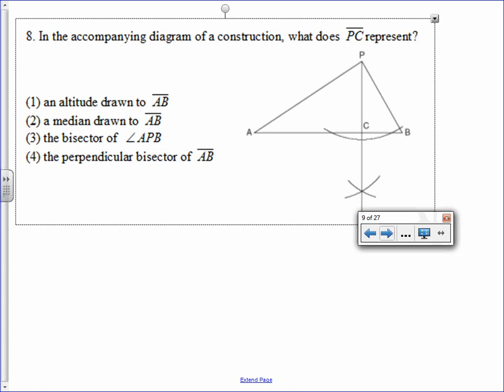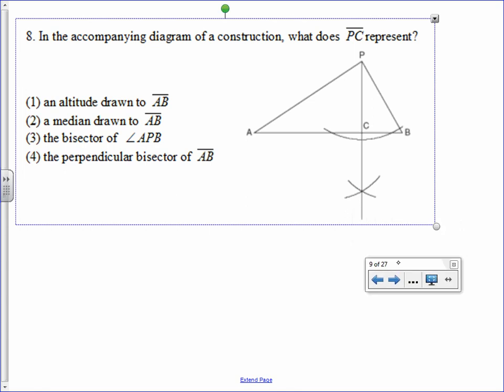Number 8 is very similar. You could also just look at what this is. This is an altitude. An altitude extends from a point and is perpendicular to the base. And it's the same construction as a perpendicular line through a point. You start at the point, you draw an arc that hits the base twice, and then from there, it's your perpendicular bisector.